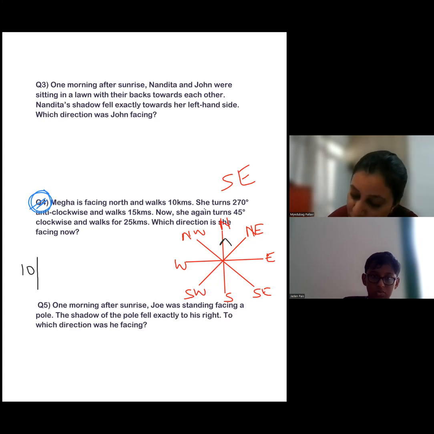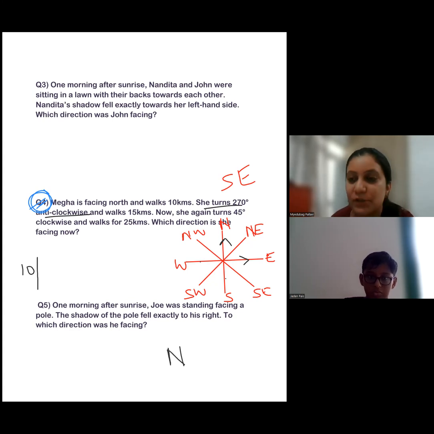Then she turns 270 degrees. So 270 degrees means again, firstly 180 degrees and then 90 degrees. That means towards west. Okay, sorry, it is anti-clockwise. I didn't notice that. It is anti-clockwise. That means in east. 270 degrees anti-clockwise. That means if she was facing north initially, now she'll be facing east after 270 degrees. Is that correct? Yeah.